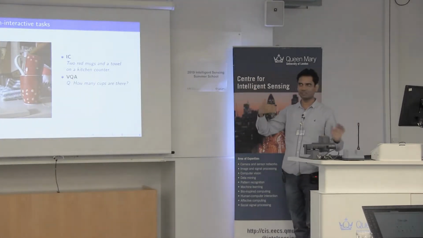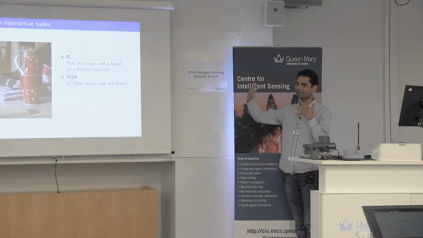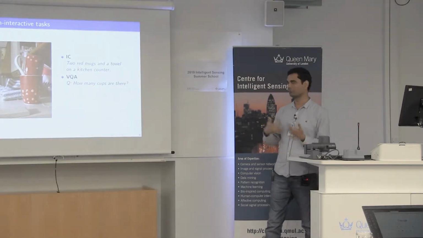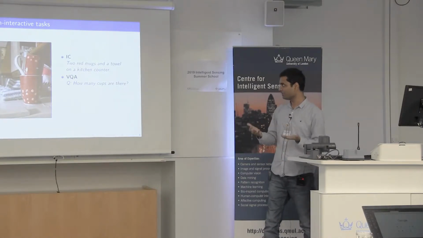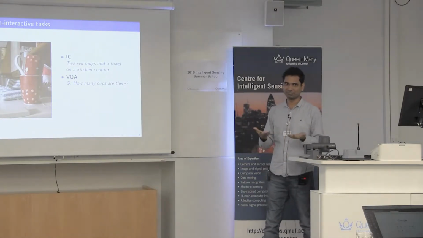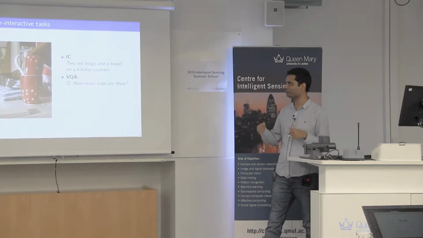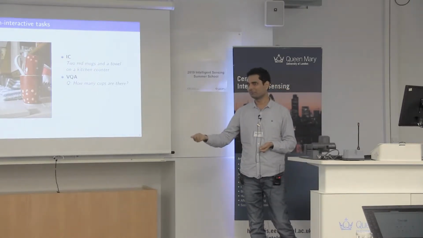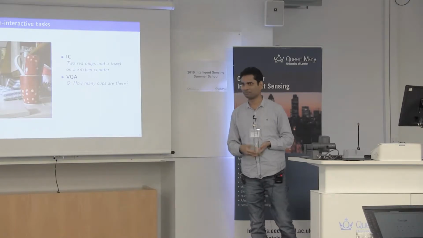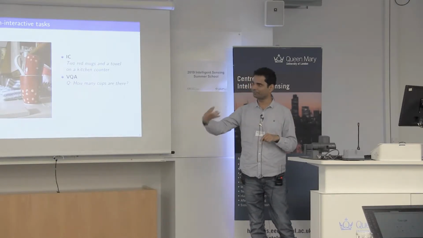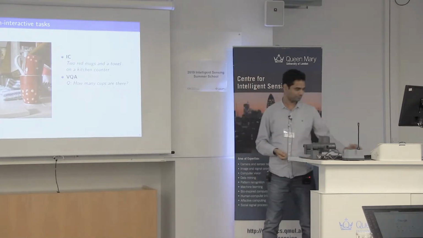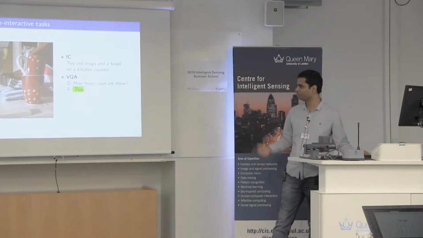Then people went further: if you have the higher level, can you go to a finer level? So you ask, how many cups are there? This is visual question answering. You can ask any question, like what is the color of the cups, or what is the color of the handle of the cup. Any question you can ask will require a finer-grained understanding of the image. So here the answer will be two.